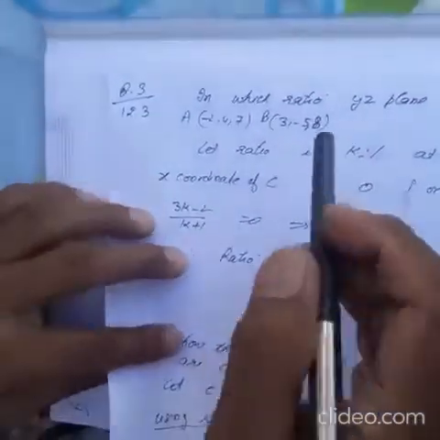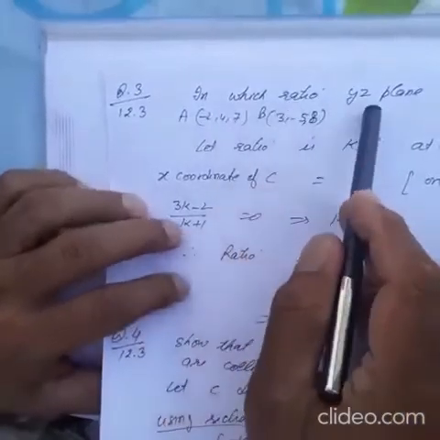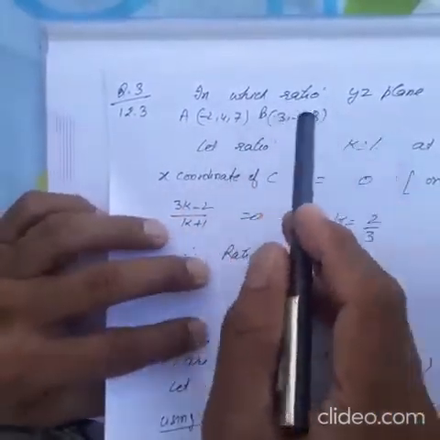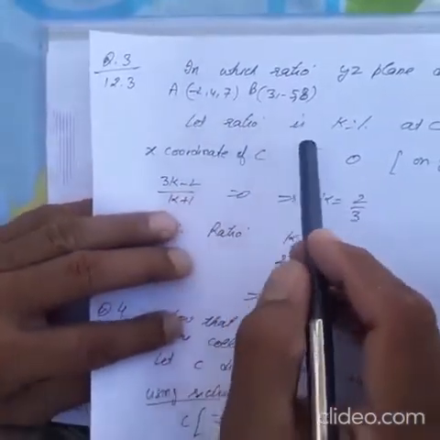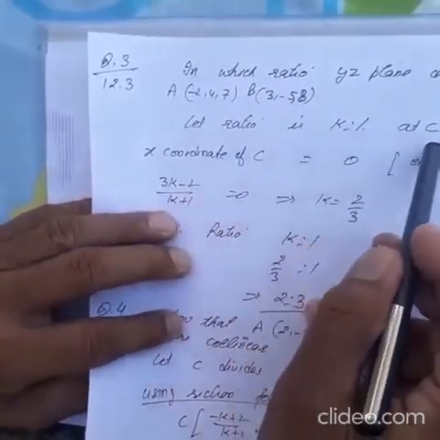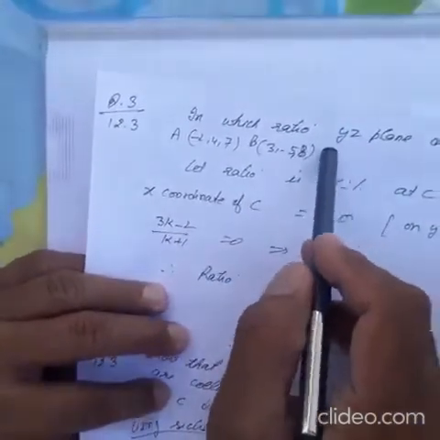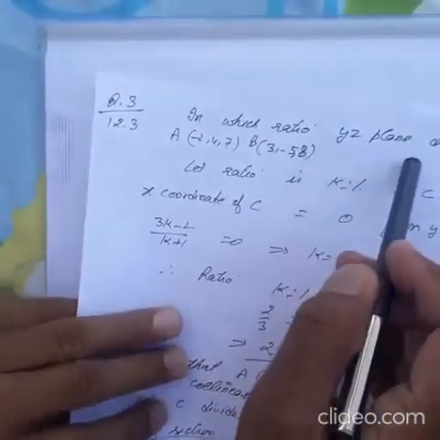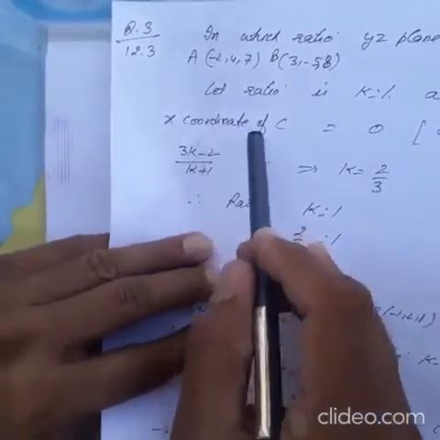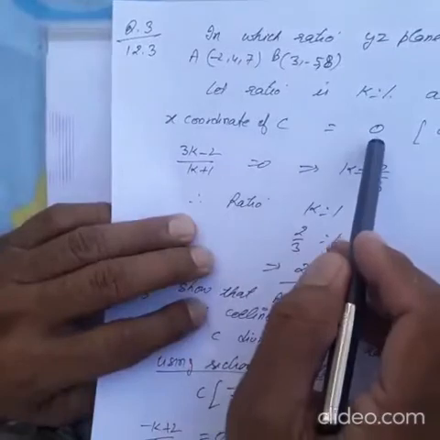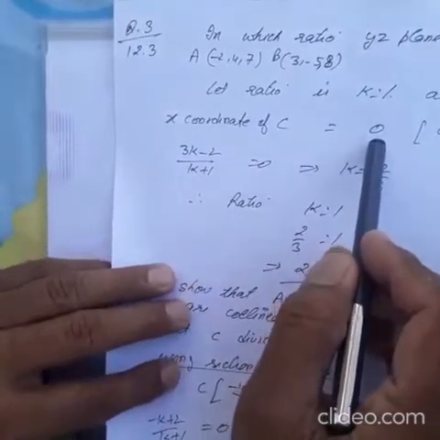Question number 3. Now in which ratio does YZ plane divide AB? So let YZ plane be dividing AB in ratio k:1 at C. Now on YZ plane we know that x coordinate will be 0. So you find out x coordinate using section formula and put x coordinate equal to 0 to find out ratio.